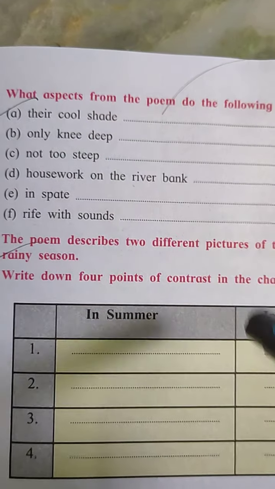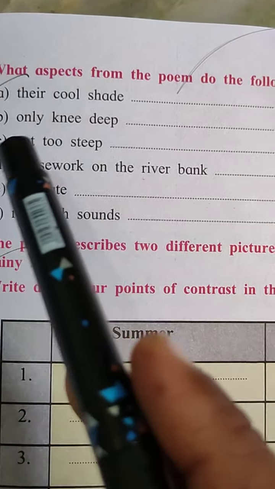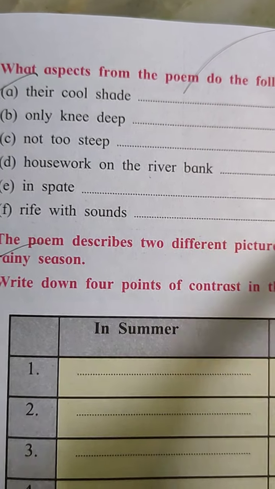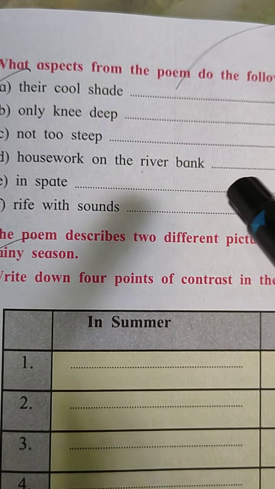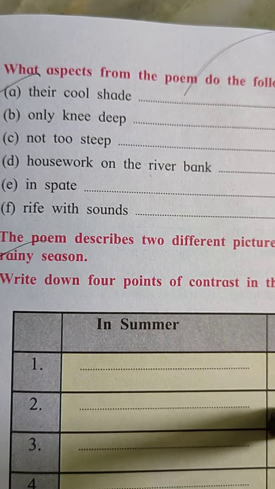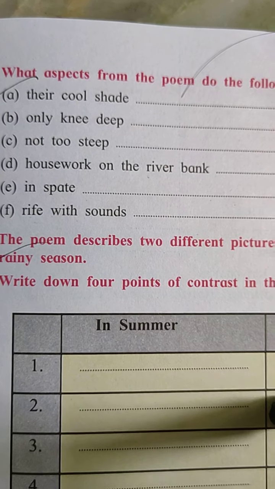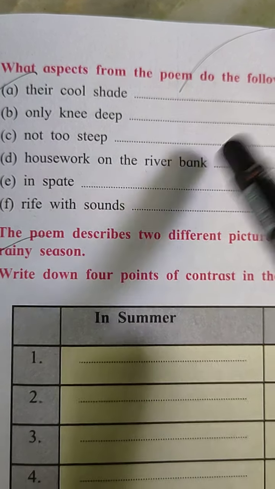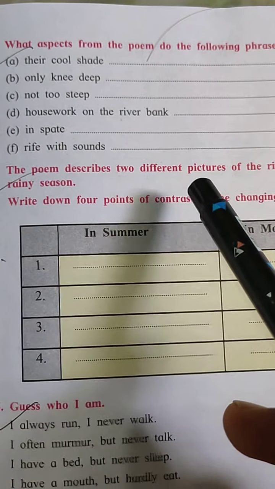Their cool shade. The phrase describes the cool shade of mangoes and palms. Grows only knee deep. The phrase describes the water in the river, which is only knee deep during summer. Not too steep. The phrase describes that both banks of the river are not very steep, not rising sharply. So here the poem describes two different pictures of the river, in summer and the rainy season.